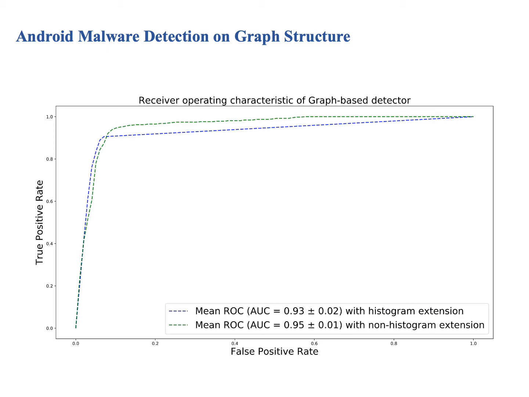Actually, in the original reference paper, we just have the histogram extension. And here we compared both of them. We found that the ROC results in the two situations don't have too big a difference.